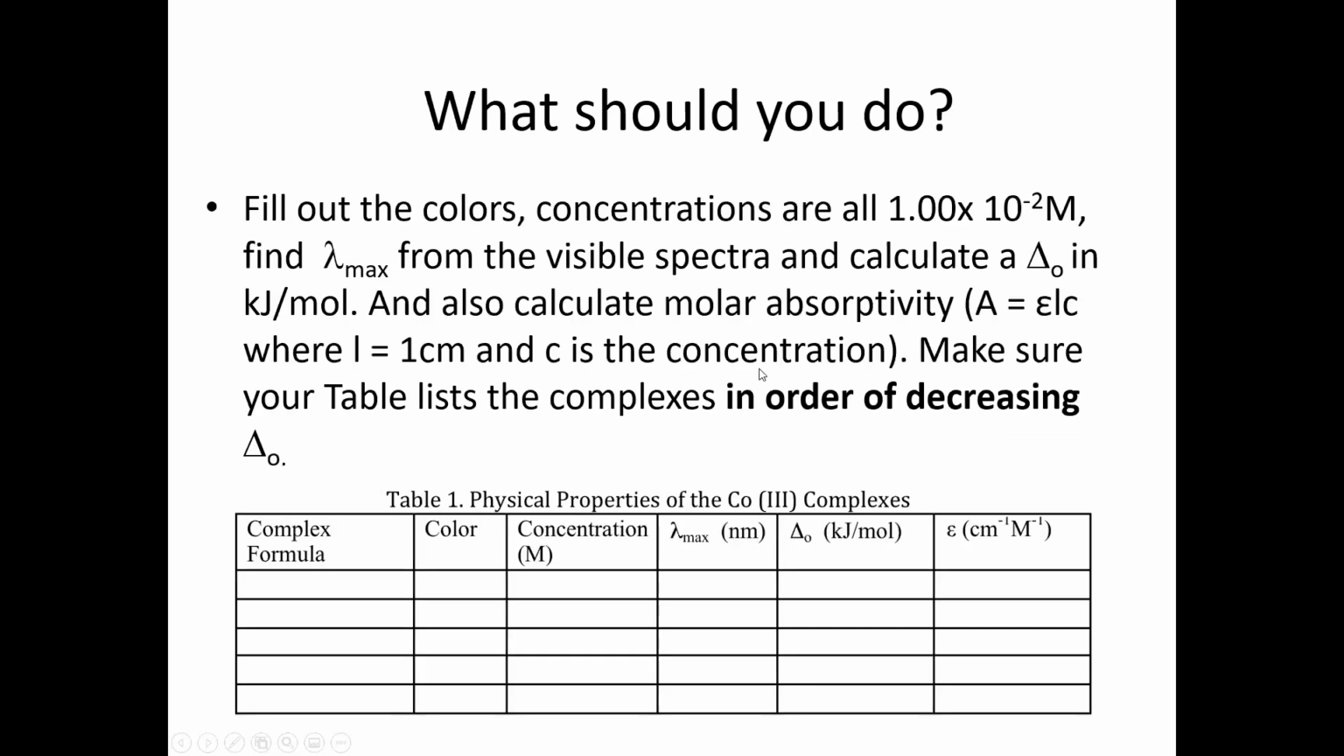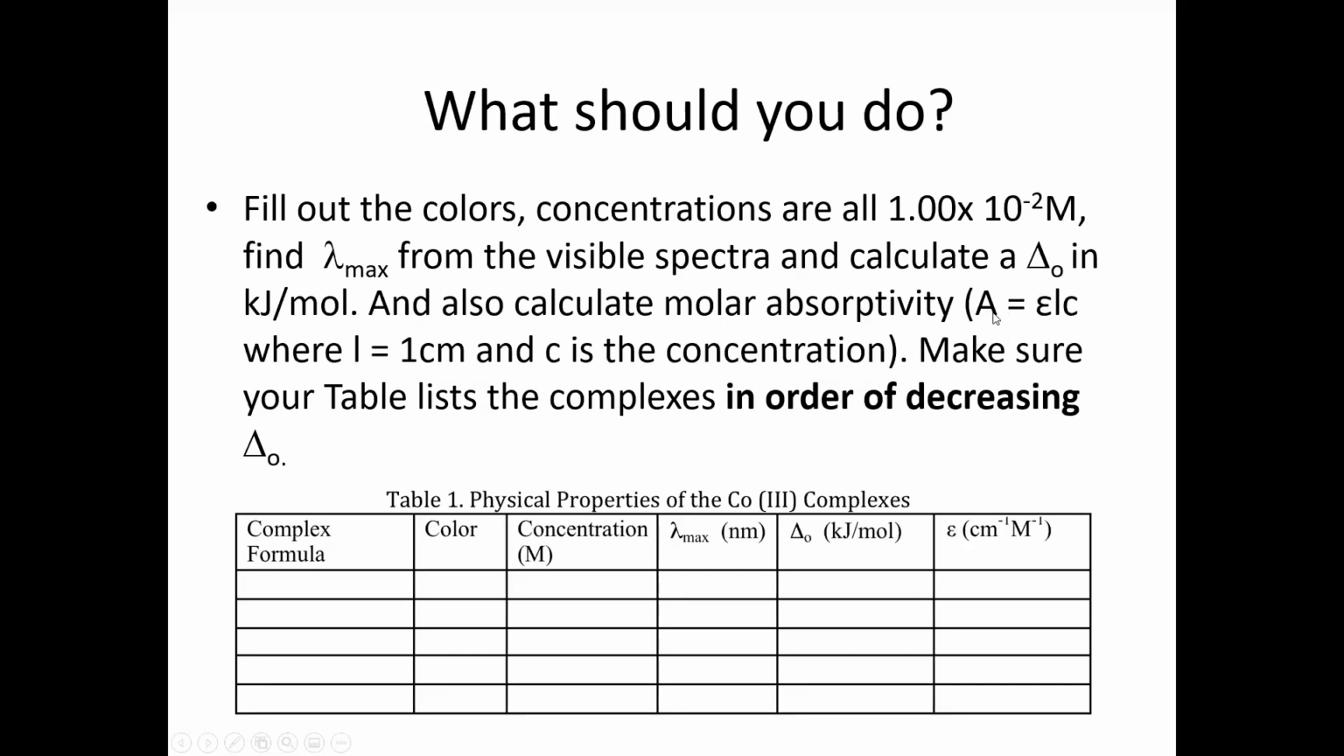And in the lab report template, you'll find Table 1 here. You need to use the information you get from the spectrum and the calculated result to fill in this Table 1. So you need to fill in what the complex is and what color they are, and the concentration, and this concentration is provided to you. Identify the lambda max and calculate delta zero, and fill in Table 1. And the last column is the epsilon.